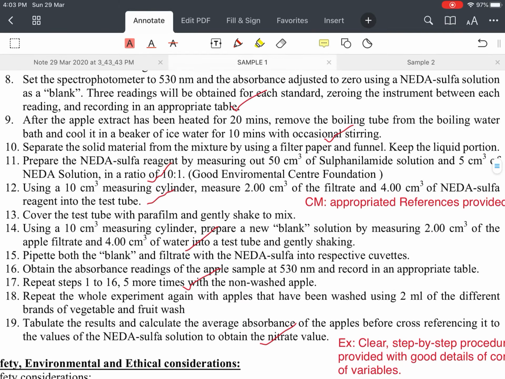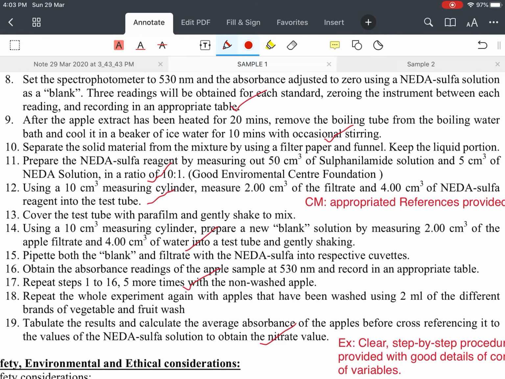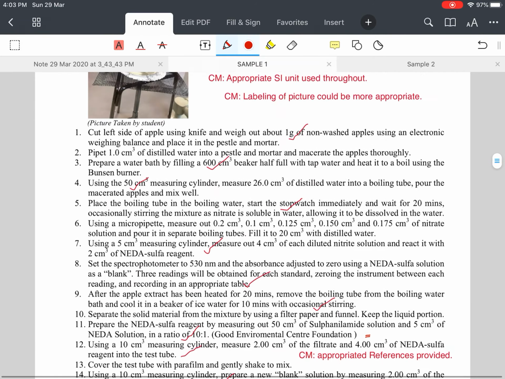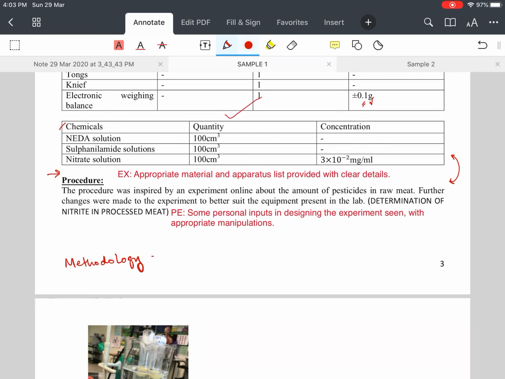Here the references is given. I prefer to have referencing of the methodology. So you can do in the beginning, before you give me the procedure, a little introduction of the procedure, or you can give a heading methodology and give some intro of your procedure, along with referencing of your procedure, from where you have adapted and what changes you have made.